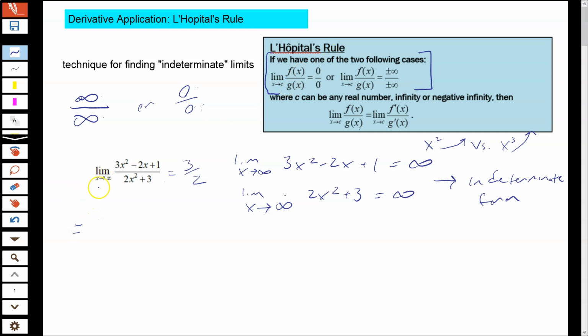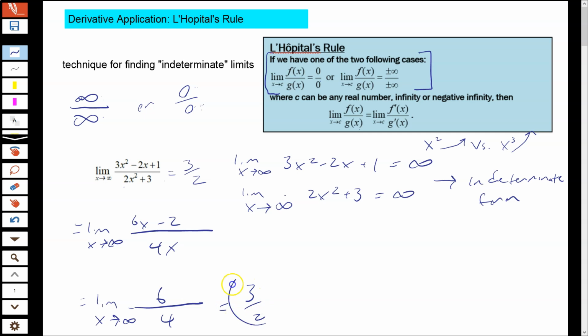Then I can say that my limit here is equal to the limit as x goes to infinity, and I'm just going to power rule top and bottom. So this is not quotient rule, right? I'm taking the derivatives separately. So we get 6x minus 2, and then 4x on the bottom. And notice we still have an indeterminate form. We still have infinity over infinity. So I would do it again. Equals the limit as x goes to infinity of the derivative of the top, which is 6, over the derivative of the bottom, which is 4, which is just 3 over 2. Like I said, we didn't need this rule to solve this problem, but that's how we do it.